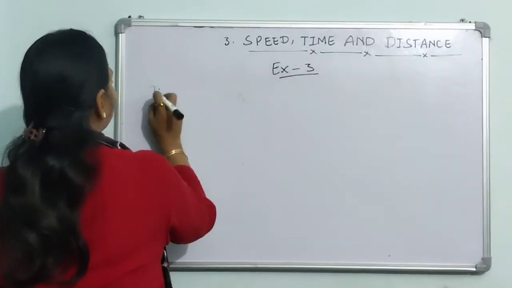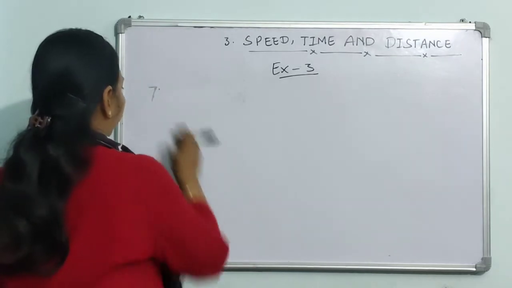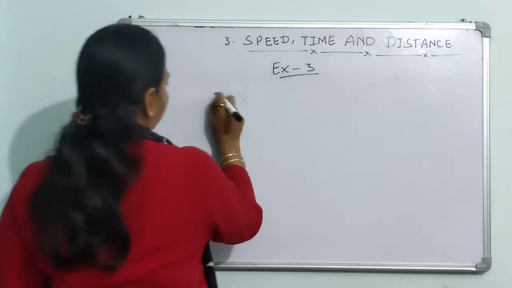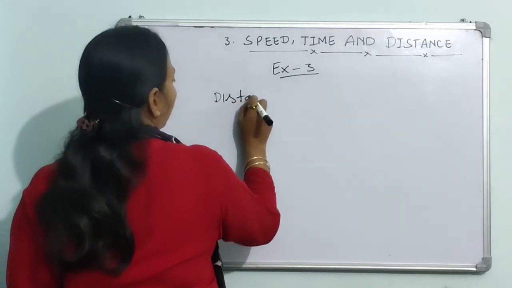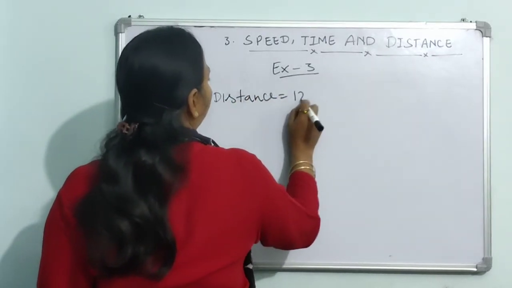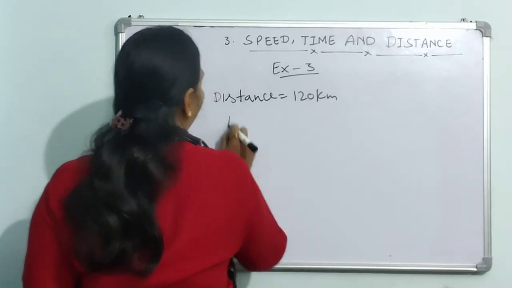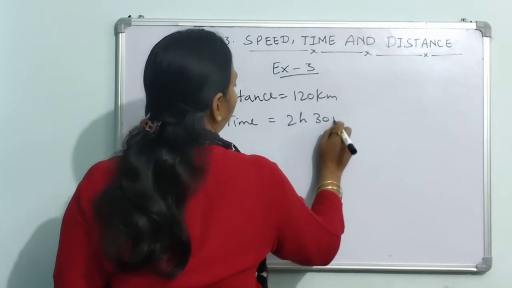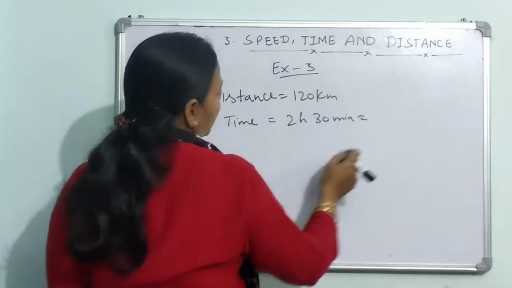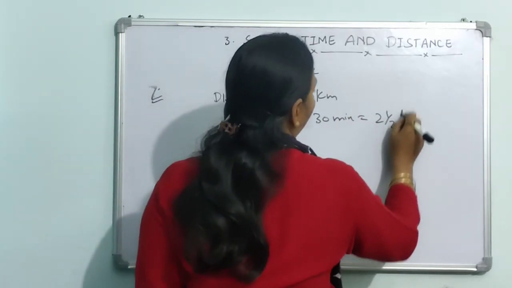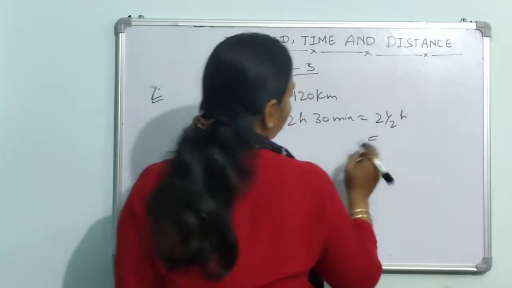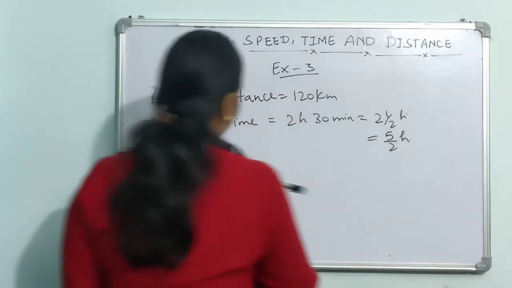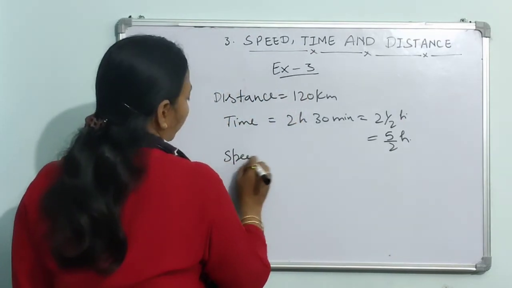Question number 7, it is given the distance. Distance is 120 kilometer and time is given 2 hour 30 minutes. 2 hour 30 minutes means 2.5 hours. You can write 2.5 hours as 2 2s are 4 plus 1, 5 by 2 hours. Okay. Now you calculate speed 1.